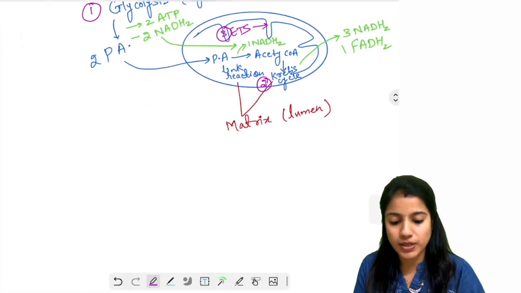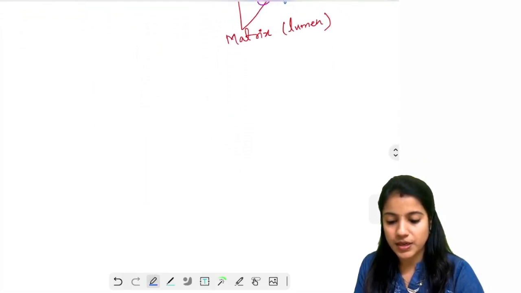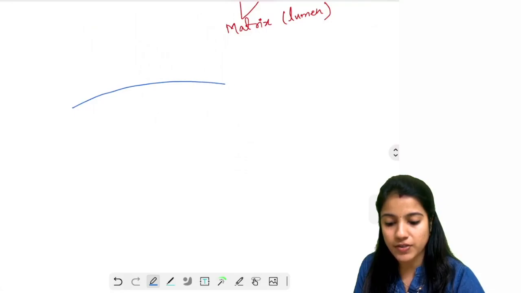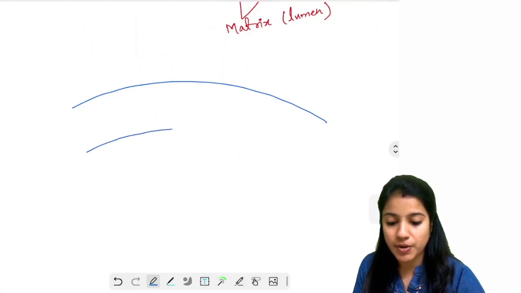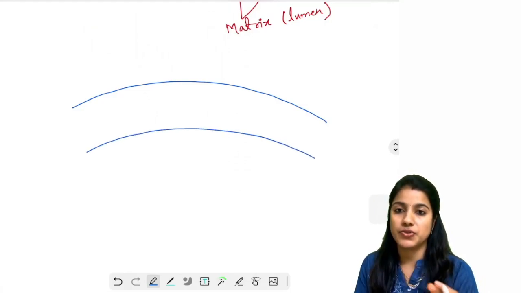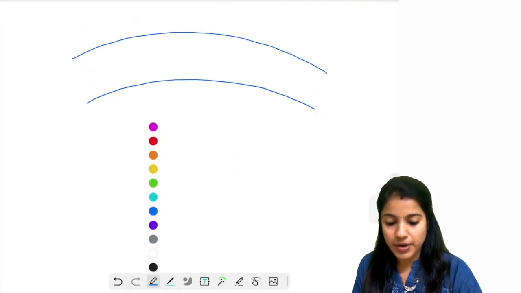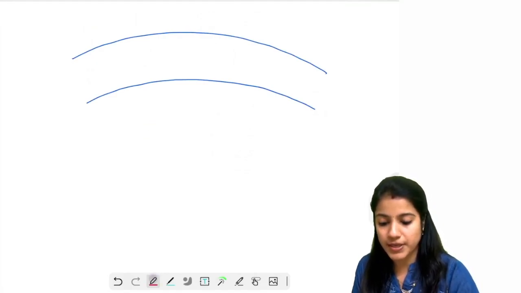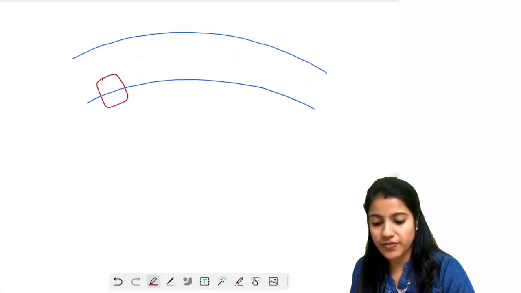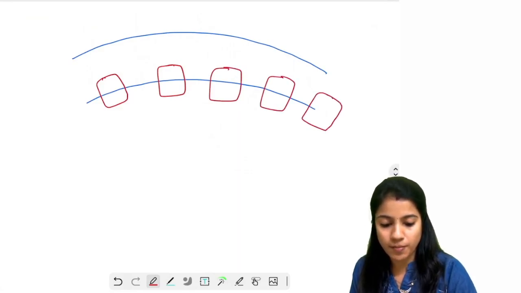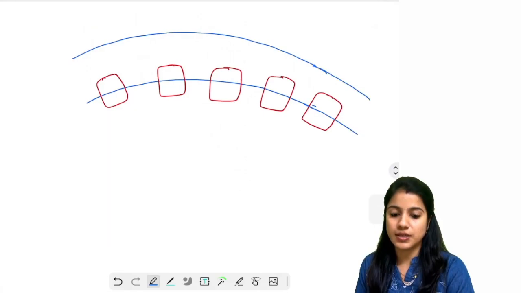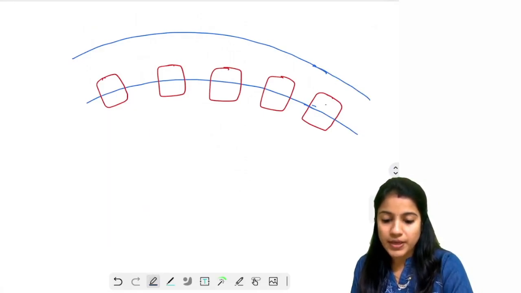Now, let us talk about ETS alone in detail. I'm just drawing some part of the mitochondria. This is the outer membrane of the mitochondria. For simplicity, I am drawing the inner mitochondrial membrane straight. On this membrane, there is a location of different complexes. Say, for example, 5 complexes are situated. Now, all these 5 complexes will work in the electron transport system. Now, this is complex 1.